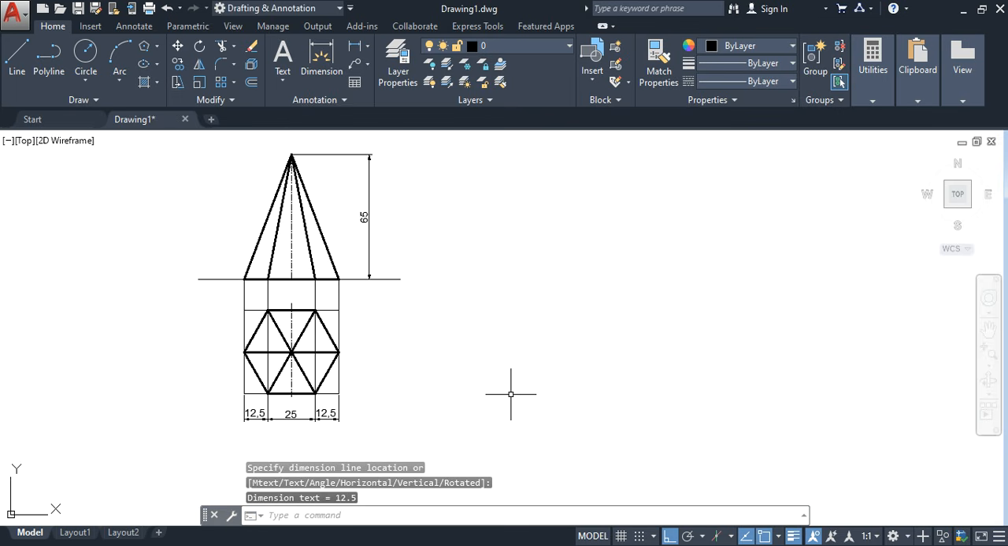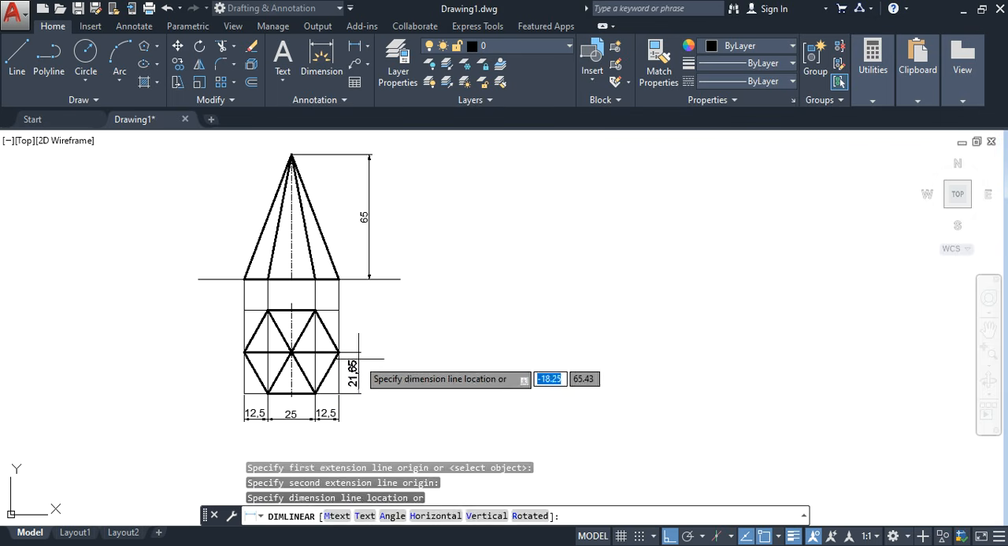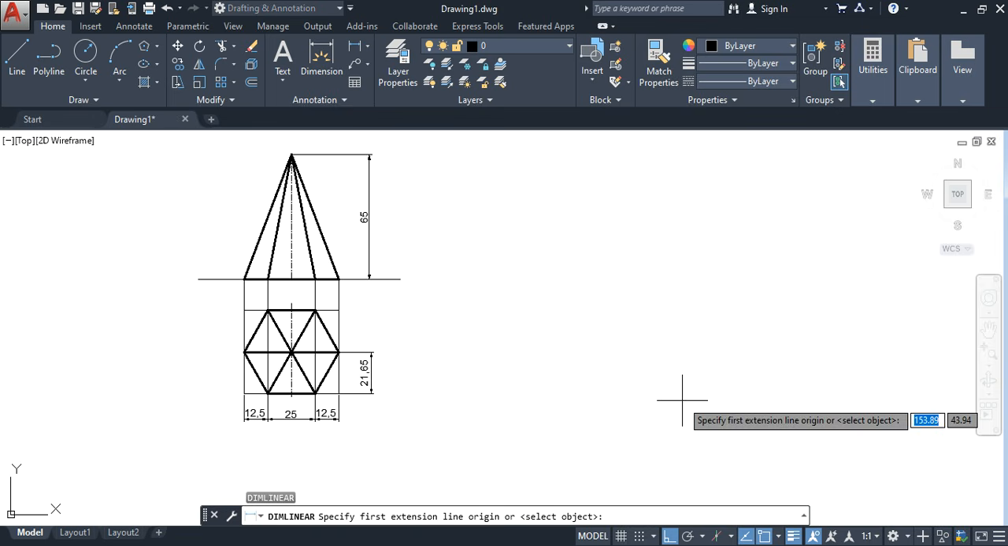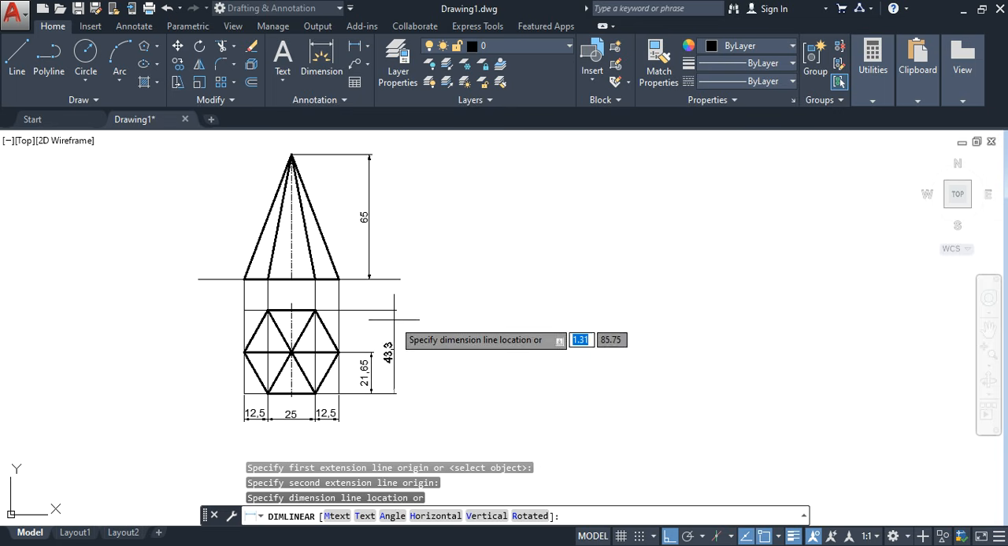Yes, we got these distances, which we require in the construction of the isometric view of the hexagonal pyramid. We require this distance also, and we require from here to here also.